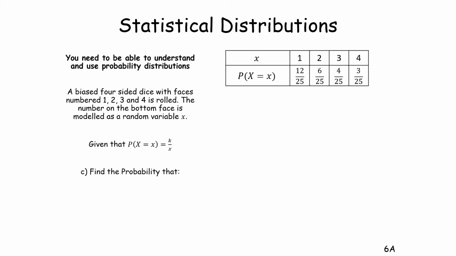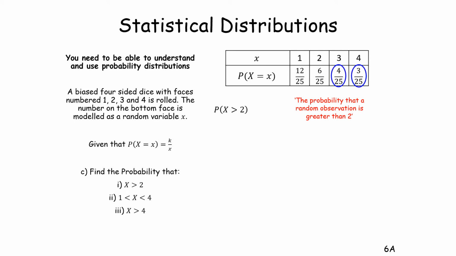Now part C says find the probability that X is greater than 2. For part 2 of that question, we want to find the probability between 1 and 4, not inclusive. And part 3, X greater than 4. So let's look at the probability of X greater than 2. Well, if it's greater than 2, you're only looking at the observations of 3 and 4. If you add these up, that will give you 7 over 25.